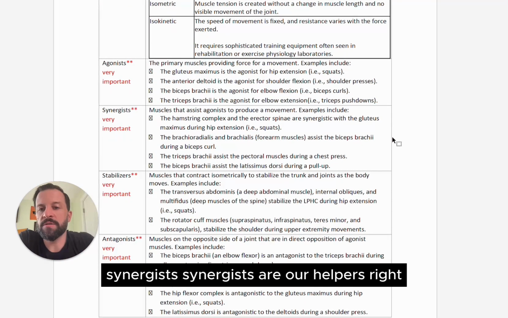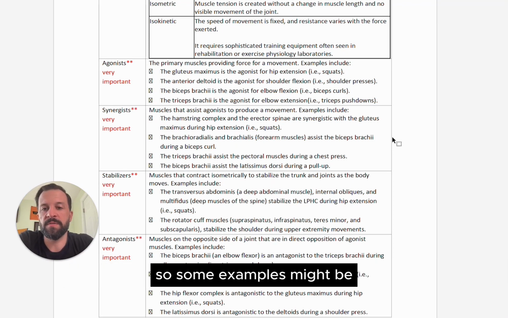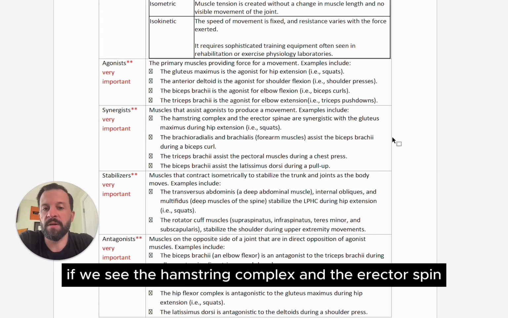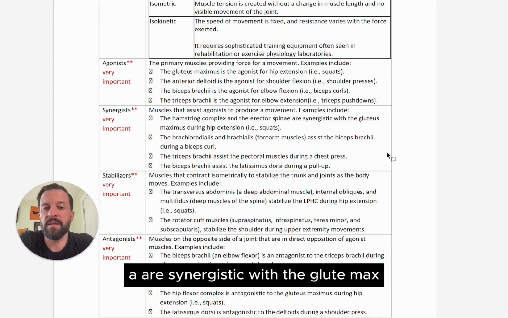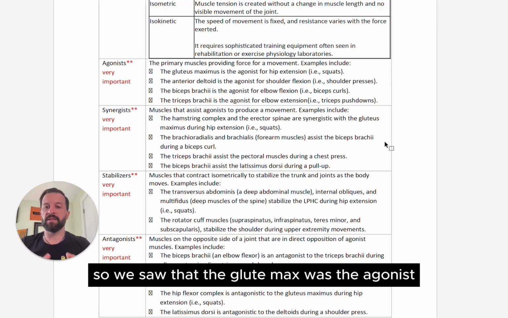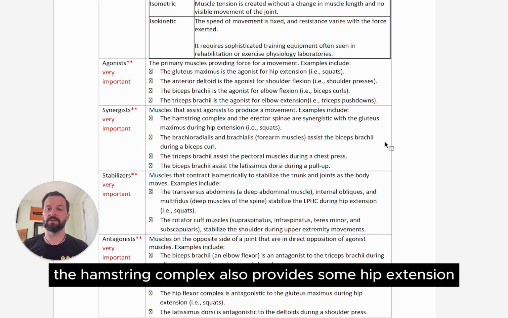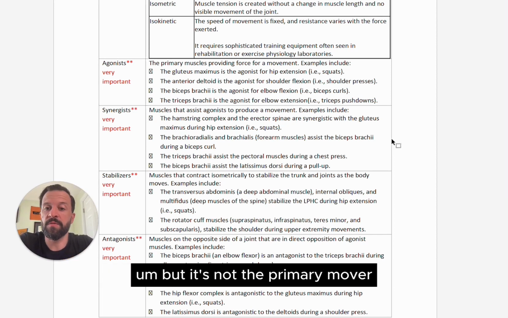Synergists are helpers, right? Muscles that assist agonists to produce a movement. So some examples might be if we see the hamstring complex and the erector spinae are synergistic with the glute max during hip extension. So we saw that the glute max was the agonist, the primary mover. Then we'll see that the hamstring complex also provides some hip extension, but it's not the primary mover.